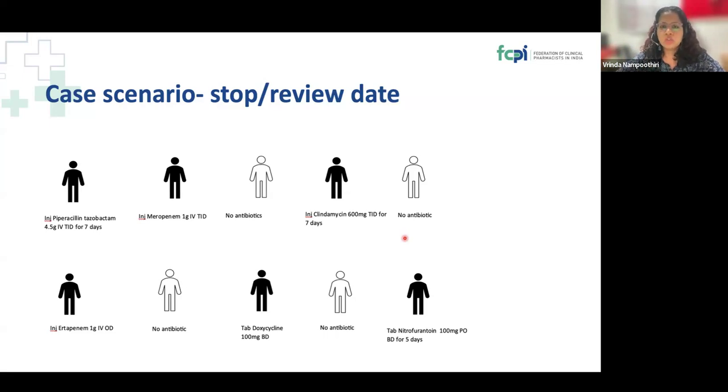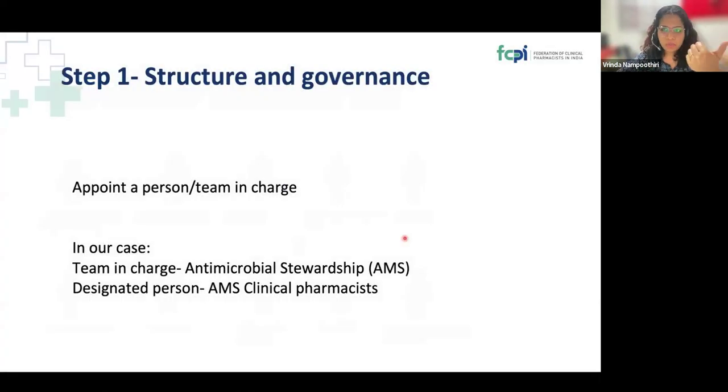The first step to implement a PPS is structure and governance, where you basically appoint a person or a team in charge of doing the PPS. Say in our case, the team in charge would be the antimicrobial stewardship team, and the designated person would be the AMS clinical pharmacist. So we have decided on that. Now you have a person who is responsible for conducting PPS in that particular ward.